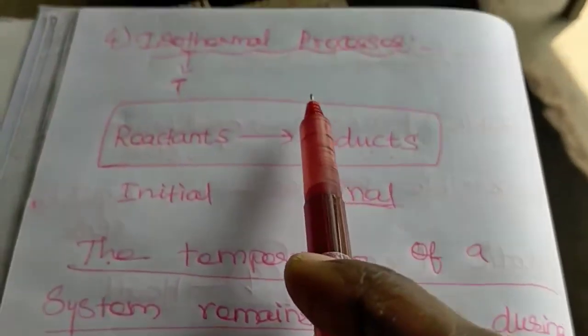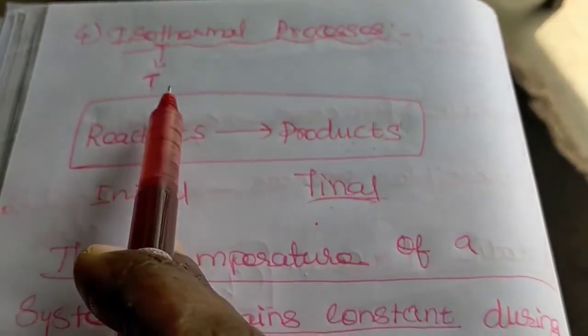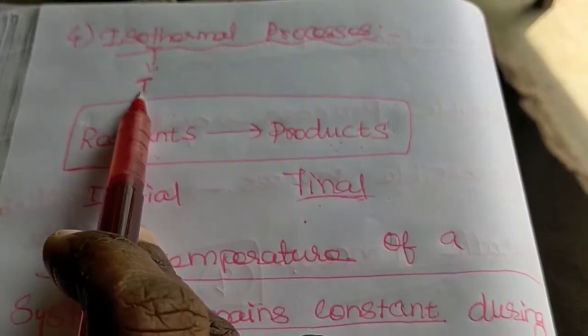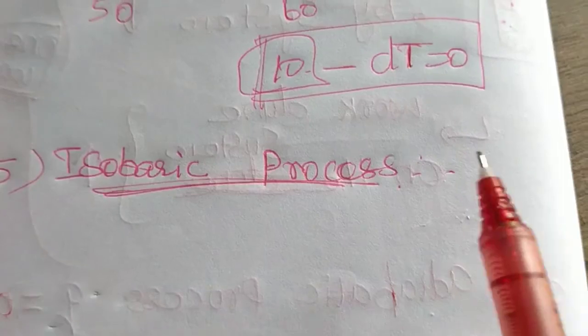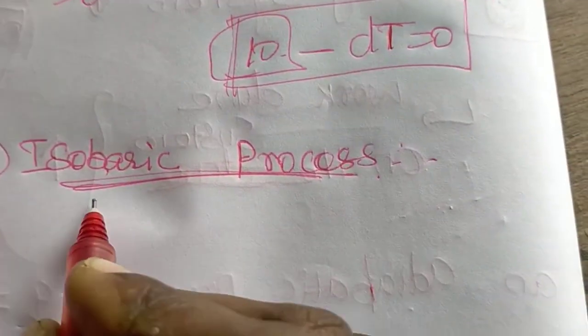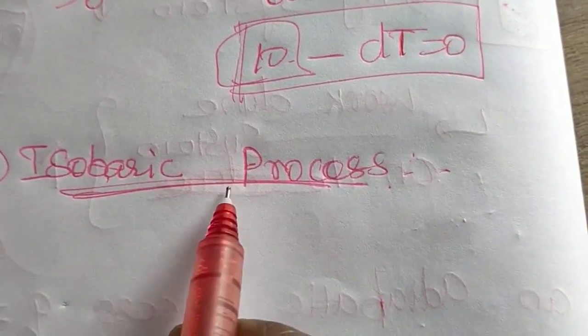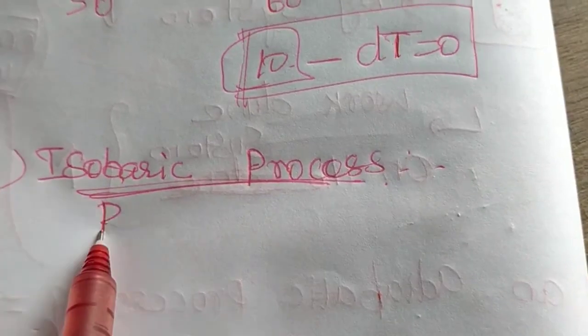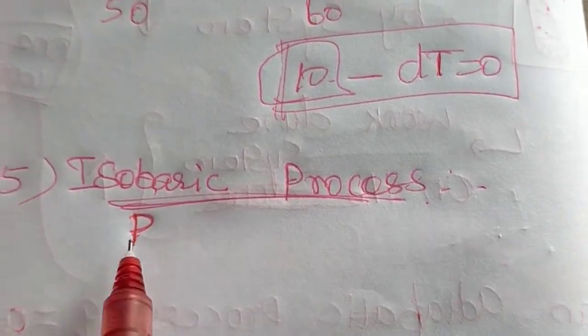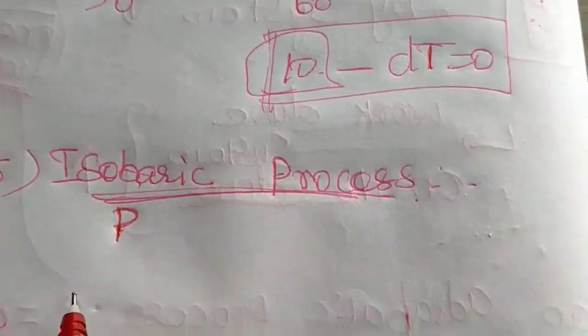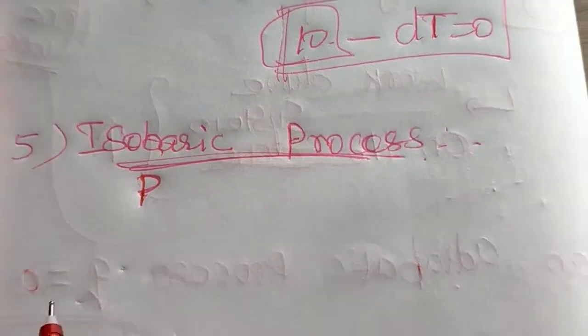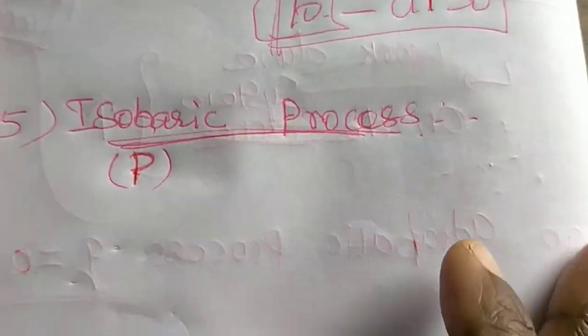In the isothermal process, what is constant? Temperature is constant. But in the isobaric process, what is constant? Pressure. This is P. Isobaric process, P. Here it is B, but you remember like that, it is P. Isobaric process, P: pressure is constant.